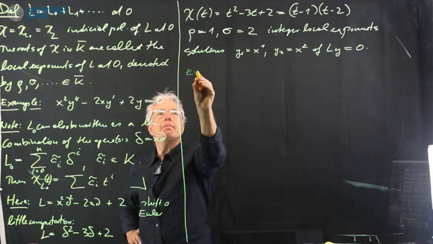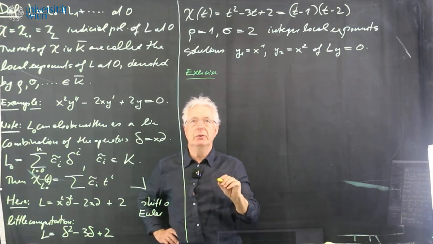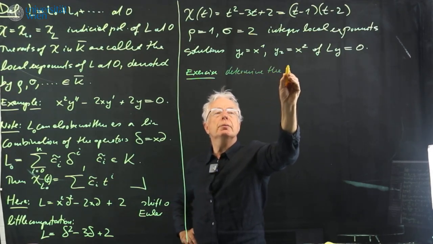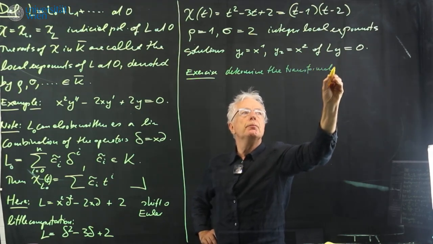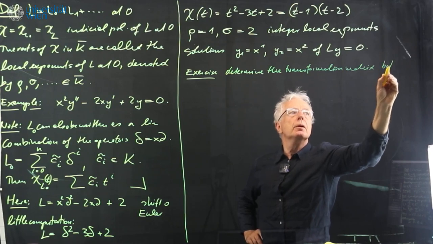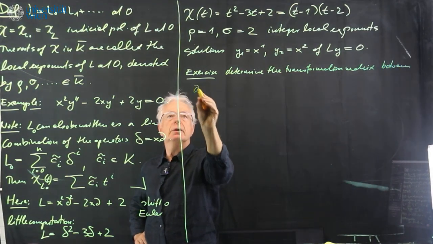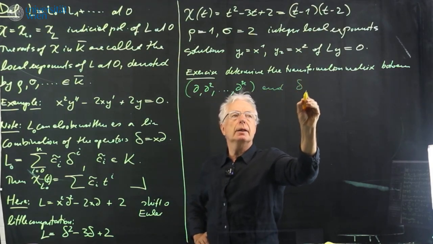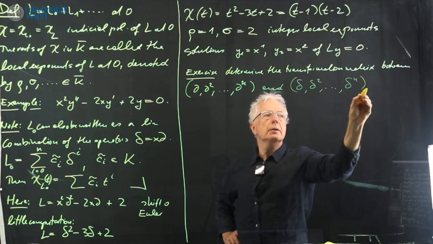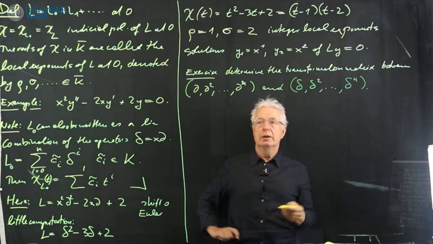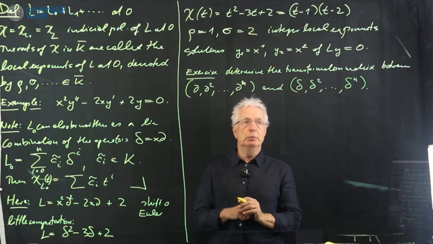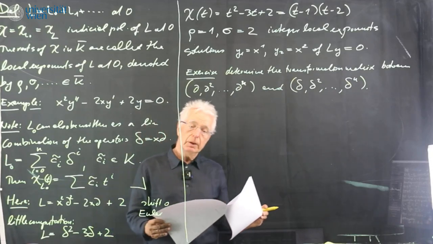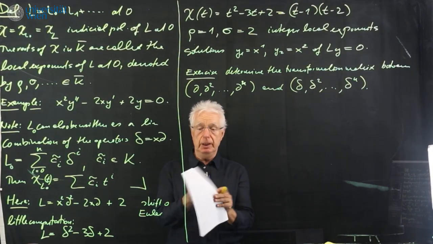So exercise, a little small exercise in combinatorics: determine the transformation matrix between the del to the n and the delta to the n. Of course, it will have variable coefficients, but the matrix is invertible if you look at it over the field of meromorphic functions. Okay, not very hard to show. So, before we go on, a couple of remarks.